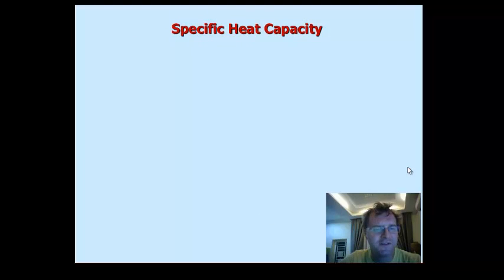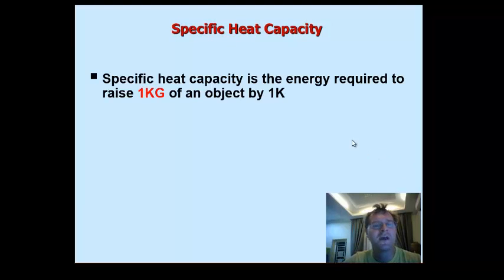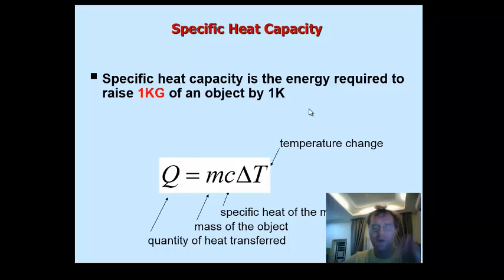Now, specific heat capacity incorporates mass, and it is the energy required to raise 1 kilogram of an object by 1 degree Kelvin. So if we look at this mathematically, the quantity of heat transferred, shown as letter Q, is equal to the mass of the object, m, multiplied by the specific heat of the material, so the specific heat capacity, which is often shown as a small c, multiplied by the change in temperature.